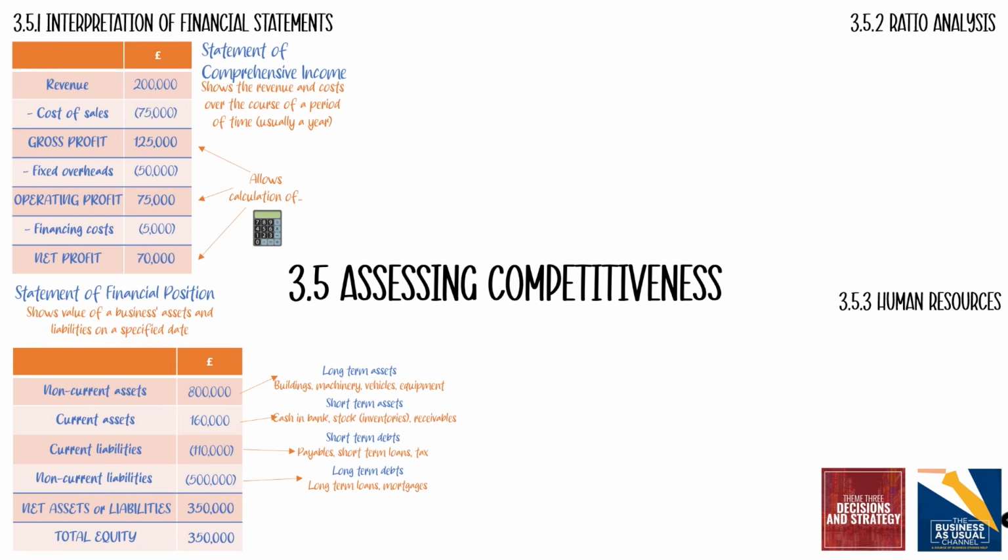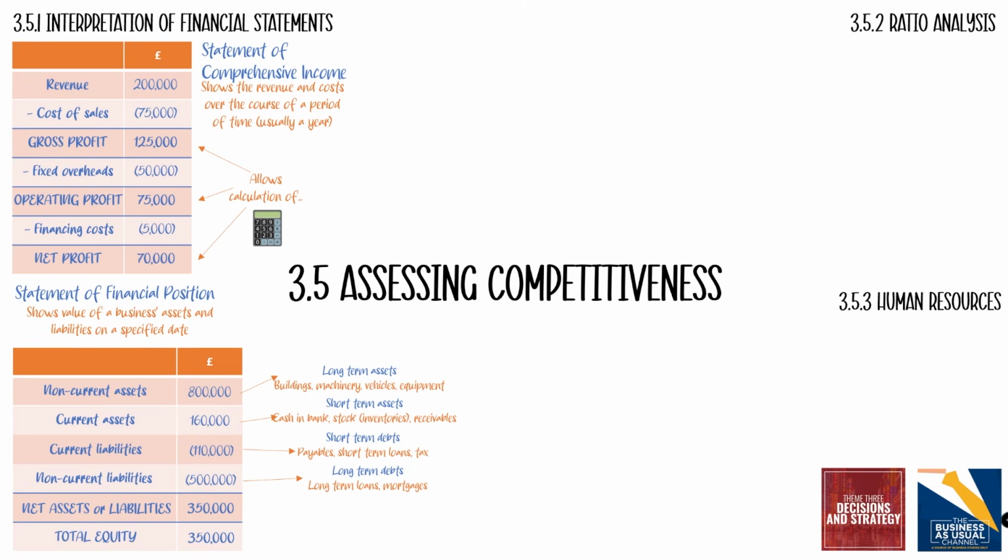You can see there, our non-current assets were worth 800,000, current assets 160, current liabilities 110, but obviously that's a liability, so it's a negative. And then non-current liabilities are £500,000. Usually the non-current liabilities have paid for the non-current assets. But again, if you want more detail on that, I would recommend having a look at the Theme 2.3 video.